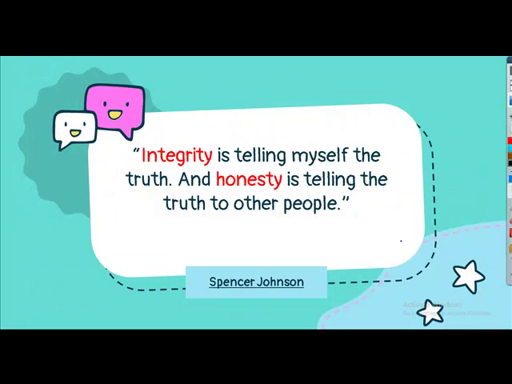Spencer Johnson said, "Integrity is telling myself the truth, and honesty is telling the truth to other people." What does it mean? People who cheat only lie to themselves. They don't have integrity. They don't have self-respect. And when they try to hide their cheating, try to lie to justify their cheating, that's dishonesty. That's a sort of hypocrisy.